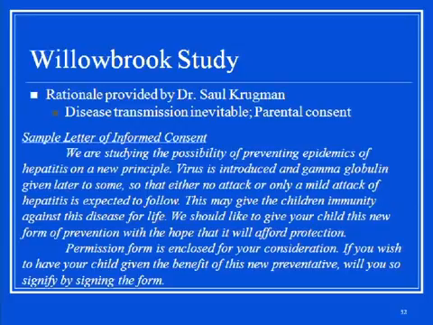So this was the sample letter of informed consent that they gave to parents. I'm going to read it and then I'm going to ask you what are the problems with this particular statement. So it says, we are studying the possibility of preventing epidemics of hepatitis on a new principle. Virus is introduced and gamma globulin given later to some, so that either no attack or only a mild attack of hepatitis is expected to follow. This may give the children immunity against the disease for life.